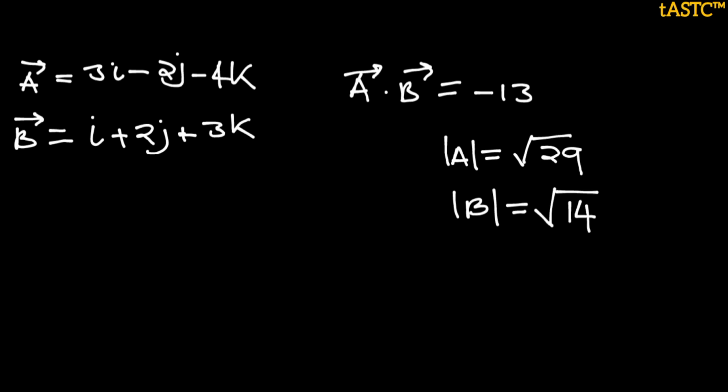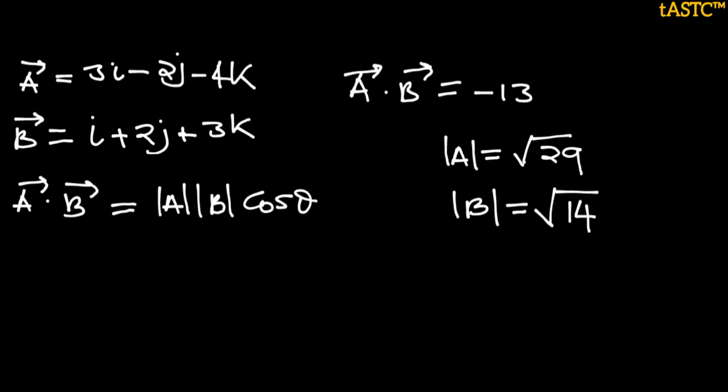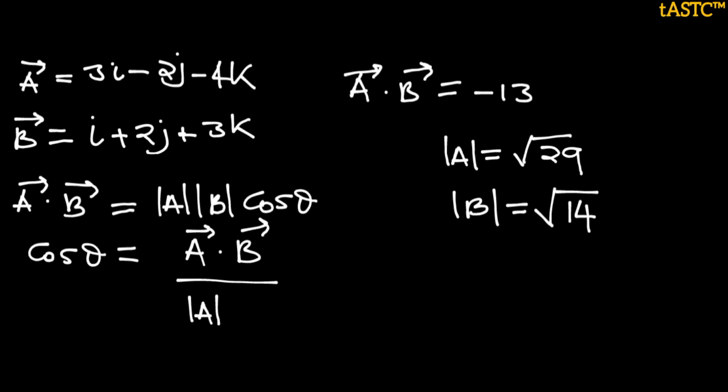So as usual, we know that the dot product between the vector A and the vector B is going to be the absolute value of the vector A multiplied by the absolute value of the vector B multiplied by cosine theta. So cosine theta is going to be equal to A dot B divided by A multiplied by B. This time we have already gotten it to be minus 13.